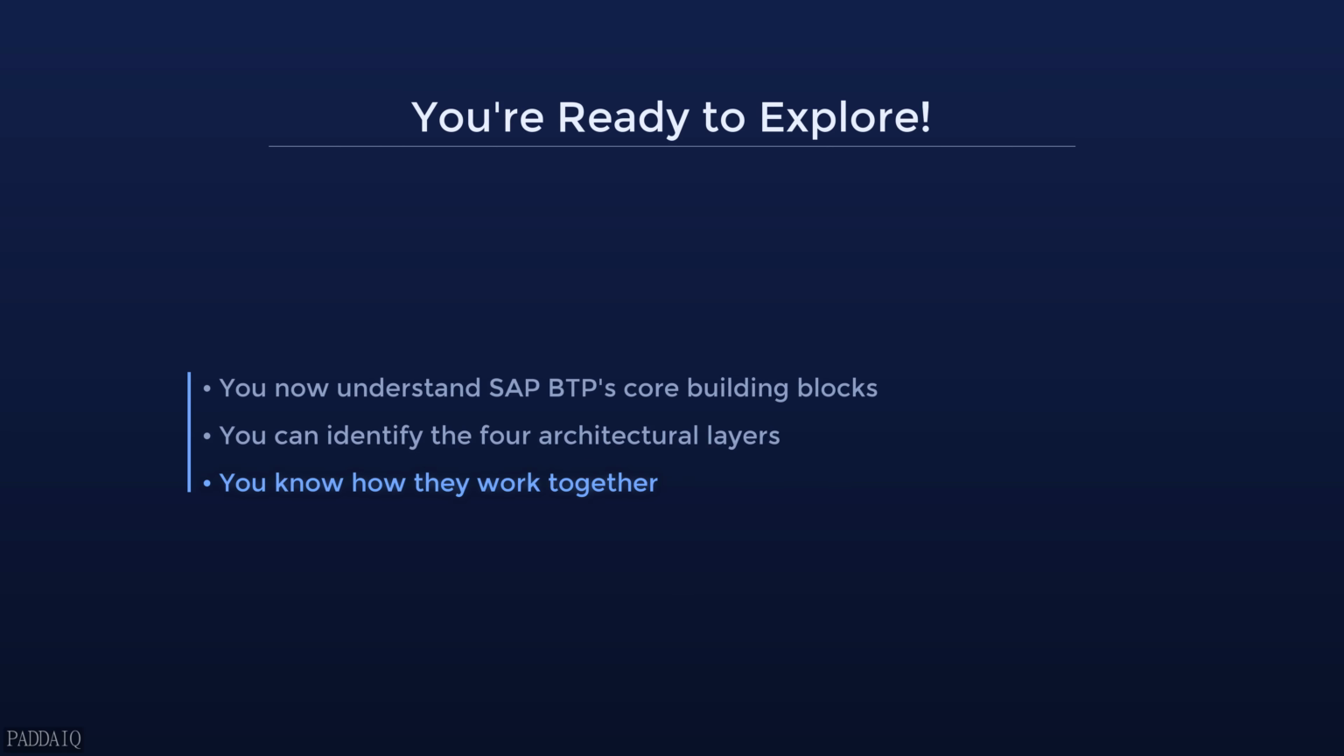You know how they work together. This means understanding how SAP BTP services connect to build complete solutions. For example, using the SAP HANA Cloud database with the SAP Build Apps service to create a custom mobile application. Mastering these connections lets you deliver powerful business applications efficiently.